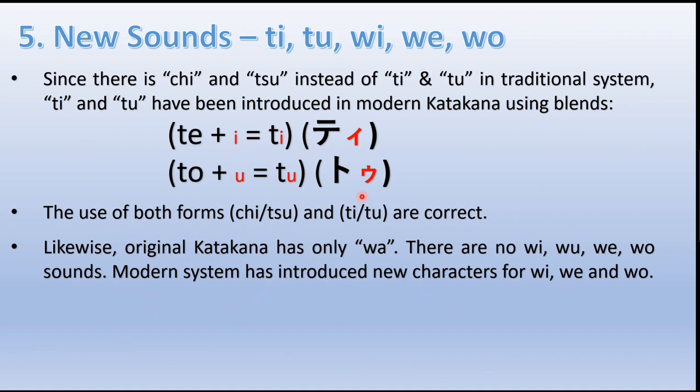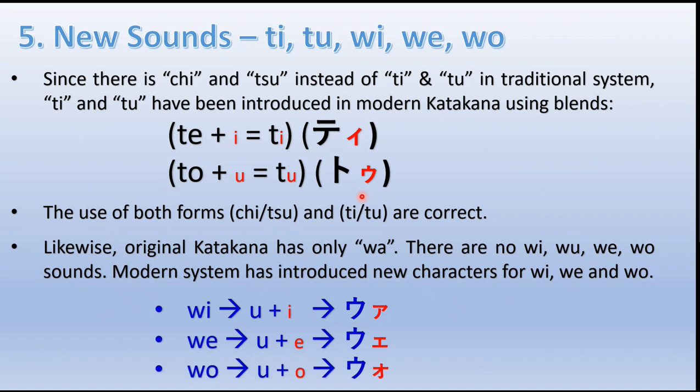Likewise, original katakana has only wa. There are no vi, vu, ve, wo sounds. Modern system has introduced new characters for vi, ve, and vo. So let us see how these vi, ve, and vo sounds are formed. Vi is formed by U and I, Ve is produced by U and E, and Vo is produced by U and O.